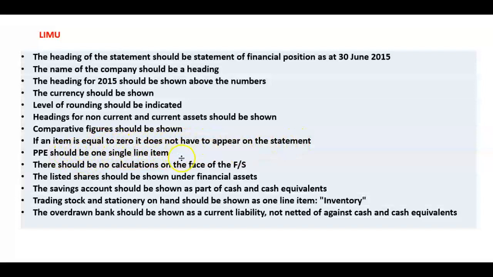PPE should be one single line item. There should be no calculations on the face of the statement of financial position or any financial statement for that matter. The listed shares should be shown under financial assets. The savings account should be shown as part of cash and cash equivalents. Trading stock and stationery on hand should be shown as a one-line item inventory, and the overdrawn bank should be shown as a current liability and not be netted off against cash and cash equivalents. So I think that we have them all. So great stuff.